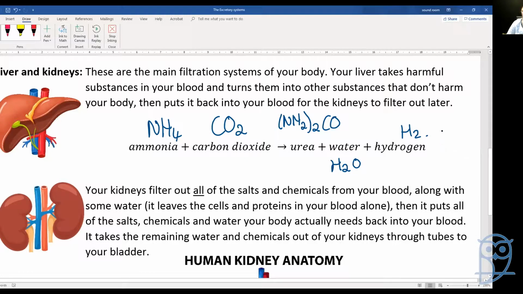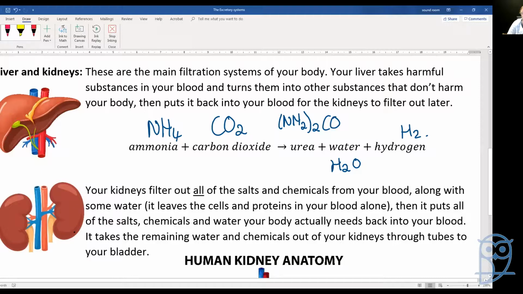So your liver takes the harmful substances like ammonia, which can actually poison you, turns it into less harmful substances that can then sit around in your blood for a while, and then it goes through your kidneys later. You can see here, your liver has 2 big blood vessels going past it, and it would convert these things into different substances, and then it would pass them back into the blood. So then we get to your kidneys. Your kidneys also have big blood vessels called the renal arteries and renal veins.